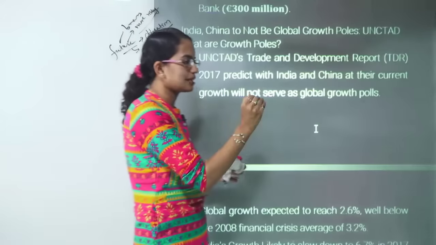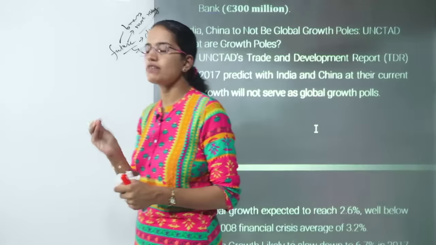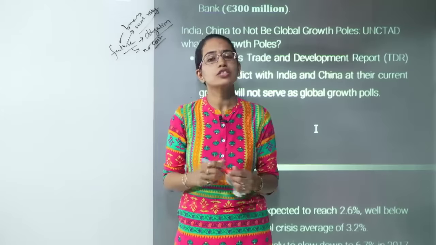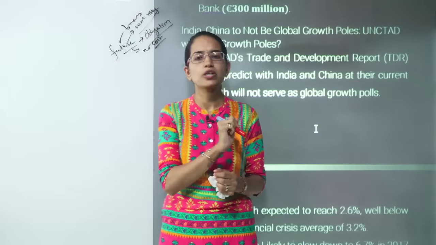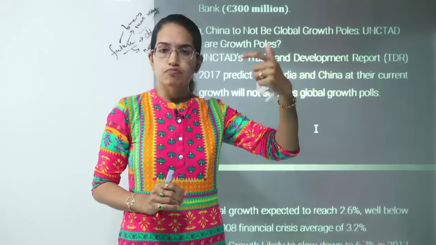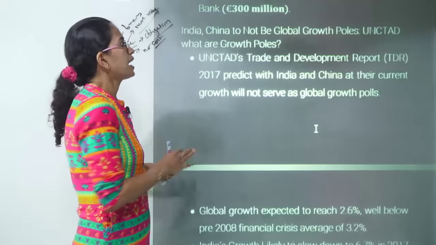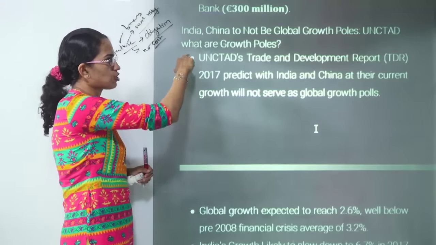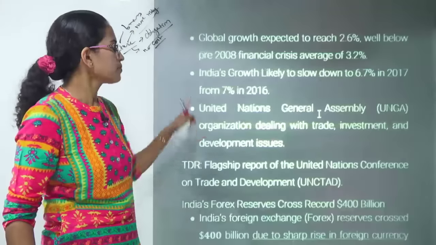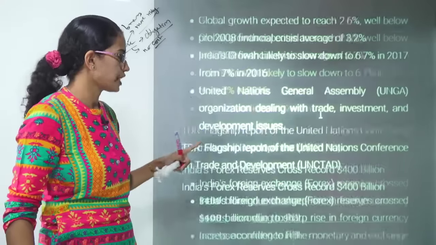Now, UNCTAD has given an interesting finding. It has said that when there was a financial crisis in 2008, the world global growth rate was 3.2%, and right now it's 2.6, which is far less than that. So that means we are working towards a future financial crisis that could come up, and therefore UNCTAD has also said that China and India could not be the global growth poles, because India's growth has slowed down in 2017 and the same has happened for China.